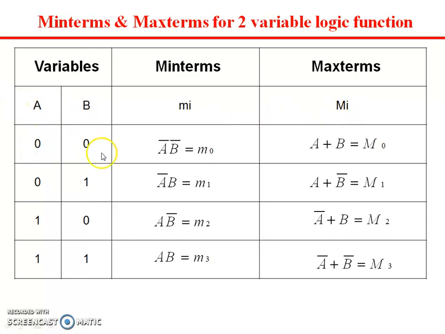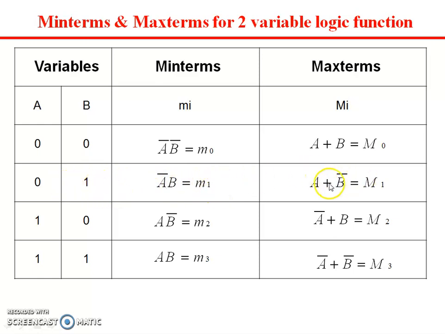When we write 0 0, that means a bar b bar equals m0, because the value is 0. Here the min term for a is 0, that's why we write directly a plus b equals m0. Now the second term is 0 1. Here a is 0, that's why we give the power a bar, and b is 1, so a bar into b equals m1, because the value is 0 1, that means m1.